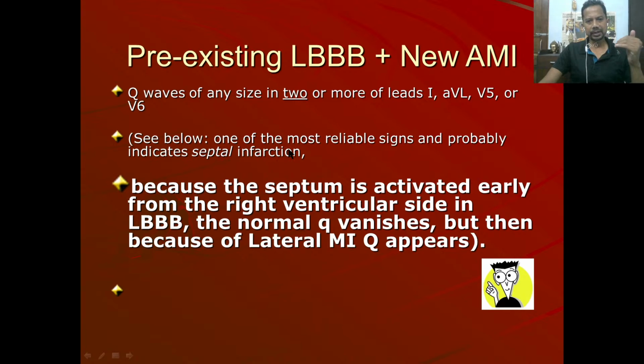Okay, now there is a LBBB, the left bundle branch is blocked, and the right bundle branch is sending the impulses towards the left bundle branch area, depolarization area, and there is an infarction, septal infarction. So you will see Q waves because the septum is activated early from the right ventricular side in LBBB. So the normal looking Q wave vanishes, but because of the lateral wall MI, the Q waves appear. Normal Q wave is because of interventricular septum. Pathological Q wave in V5, V6 will occur in lateral wall MI.